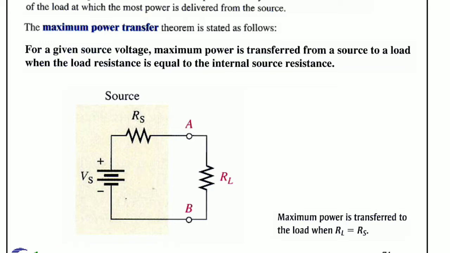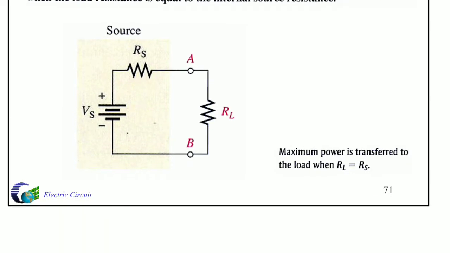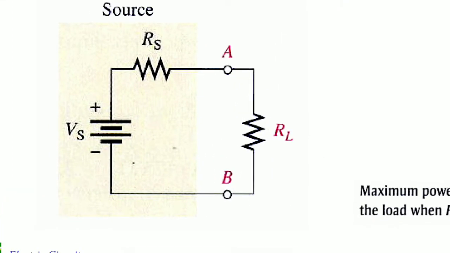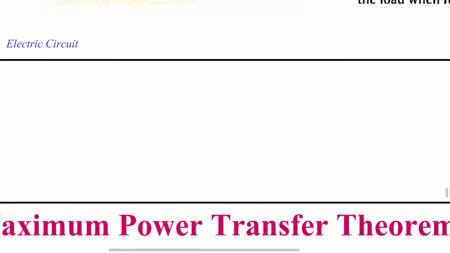That means when the maximum power is transferred to the load RL, the condition is RL equal to RS. See here in the circuit diagram, the supply voltage is Vs, the internal resistance or source resistance is Rs, and the load resistance is RL, across the terminals A and B.